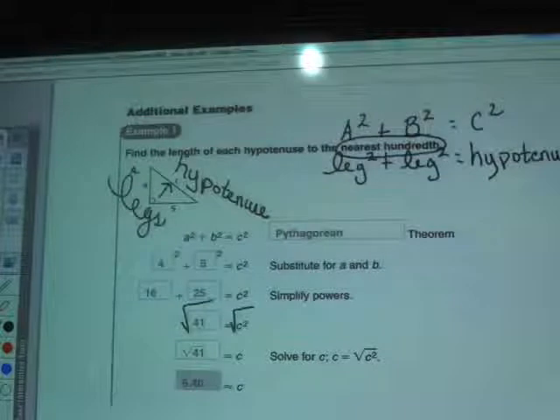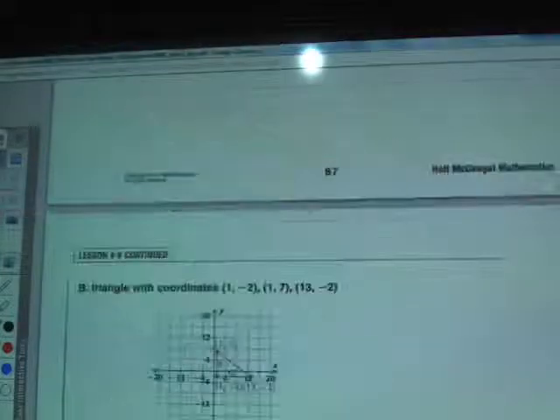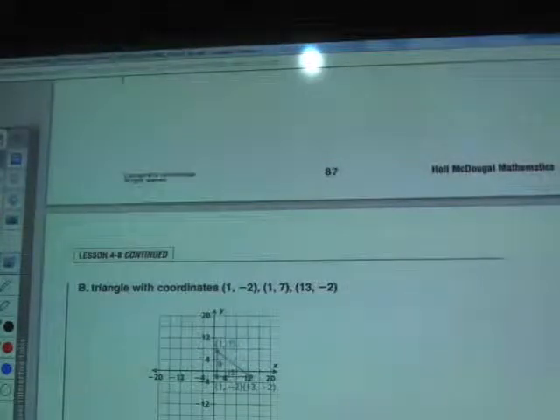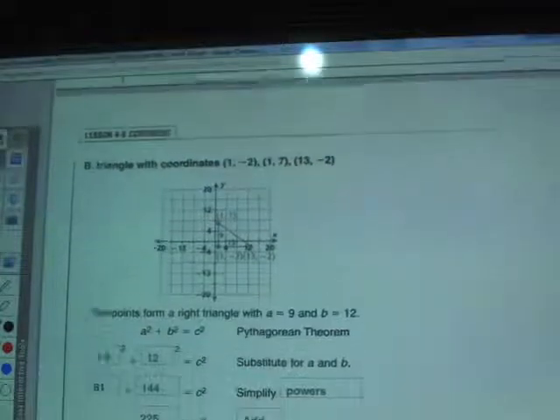Now the next question is going to let me practice this again. So let's go ahead and scroll down and practice some more here. Here's a triangle, but it's on a coordinate grid. And we're going to find the length of the hypotenuse, find the length of C once again here.